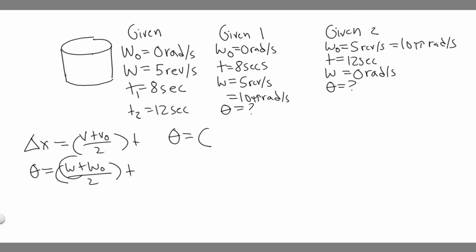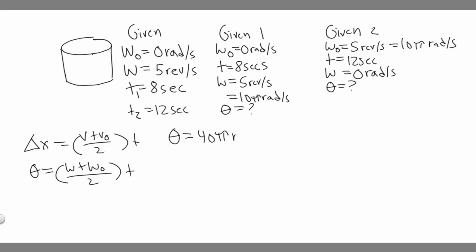It's going to be equal to (omega plus omega 0) over 2 times t. Omega is 10 pi radians, so 10 pi plus omega 0, which is 0. 10 pi plus 0 is 10 pi, dividing by 2, and then multiplying by t. The time this interval takes is 8 seconds. 8 divided by 2 is 4. So this is really just 4 times 10 pi, which is 40 pi. So theta is going to be equal to 40 pi.